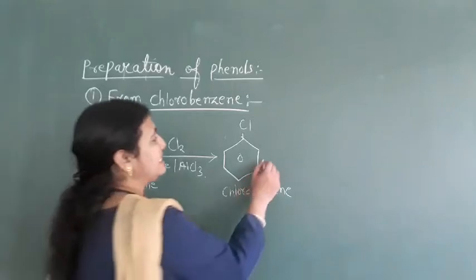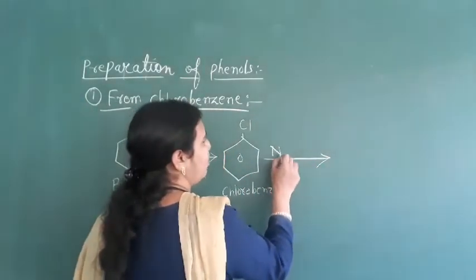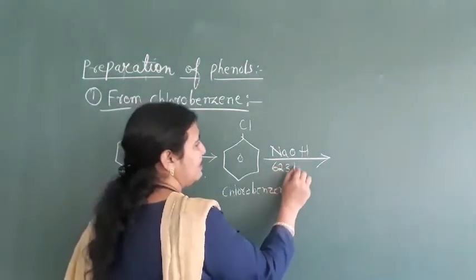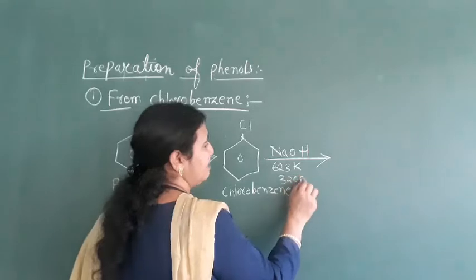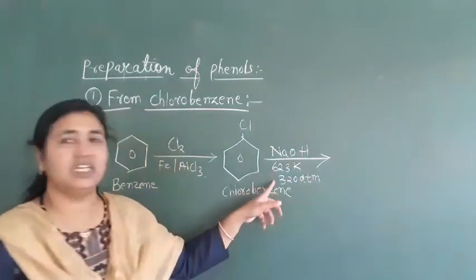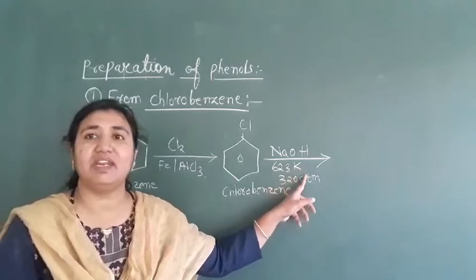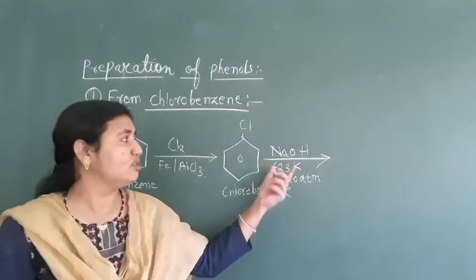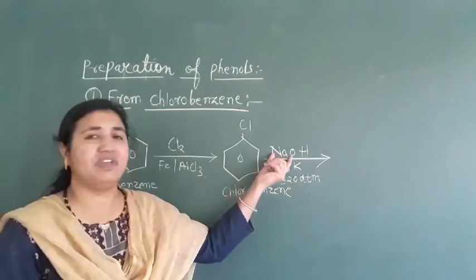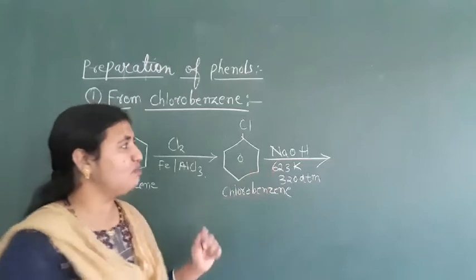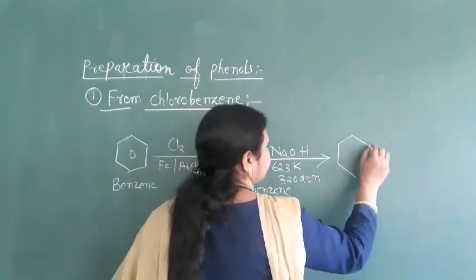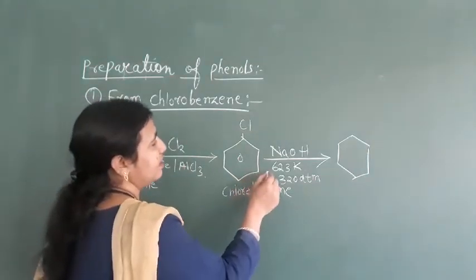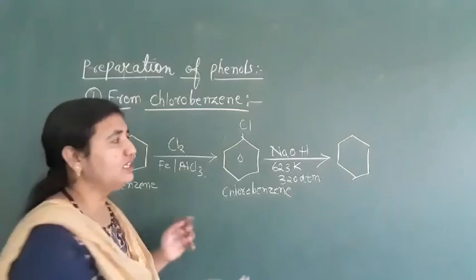Now this chlorobenzene is fused with NaOH at 623 Kelvin temperature and 320 atmospheric pressure. In this condition the temperature should be 623 Kelvin, which is high, and the pressure is also high at 320 atmospheric pressure. So chlorobenzene fused with NaOH forms sodium phenoxide. A nucleophilic substitution reaction takes place here.